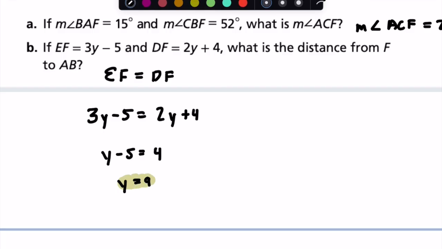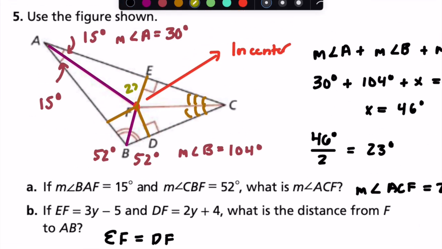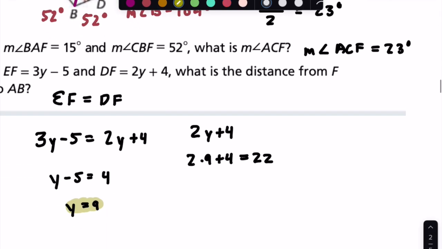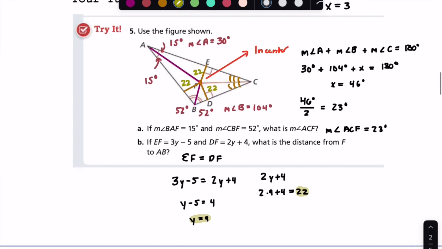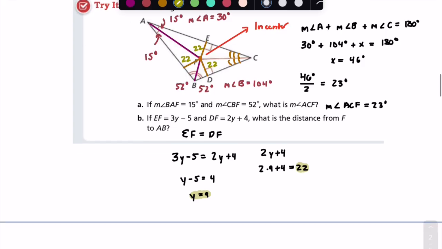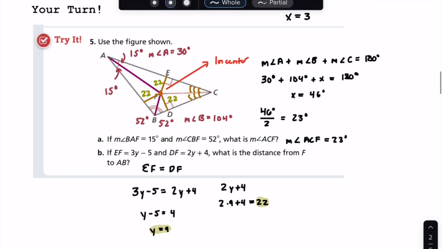So DF is 2y plus 4, so that's 2 times 9 plus 4, which is equal to 22. Okay? So that's equal to 22. So this is 22, this is 22, and because they're all the same, this is 22 as well. So our answer is just 22. All right? Okay, let's move on. If you want to pause and see the work, you can do that right now.